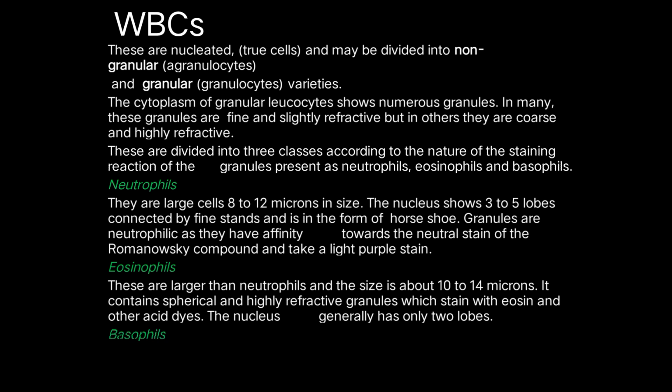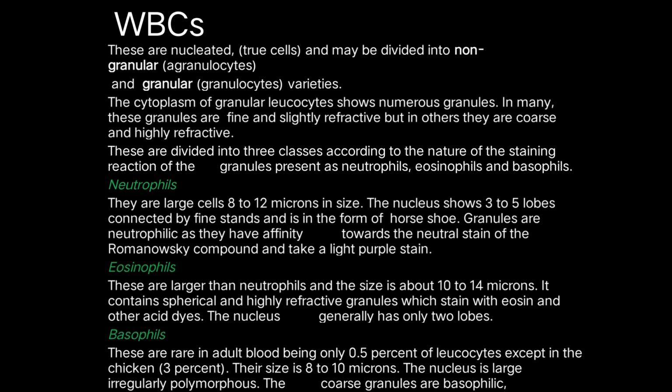only two lobes. Now the next is the basophil. They are rare in adult blood, and only 5% of the leukocytes are found, except in the chicken where they are 3%. The size is 8 to 10 micron, and the nucleus is large, irregularly polymorphous, and the coarse granules are basophilic in this case.